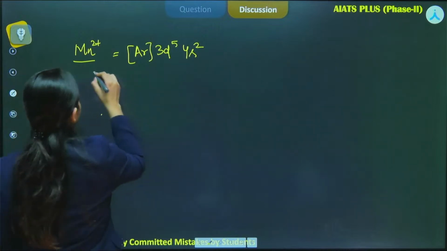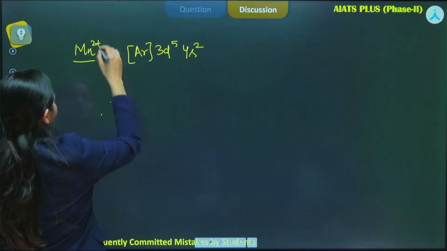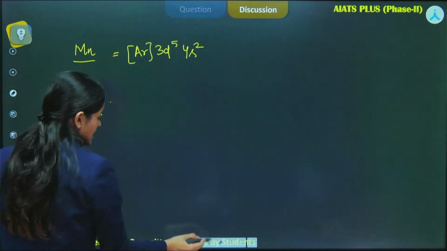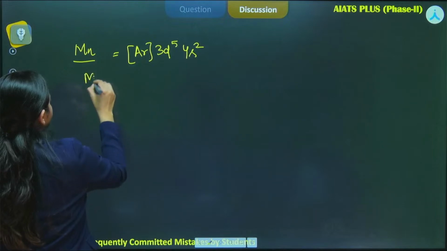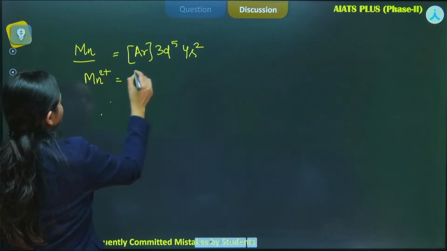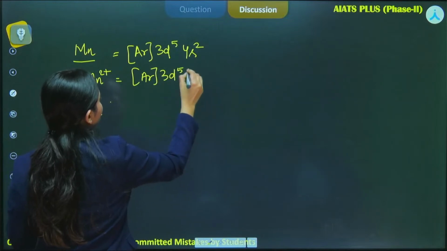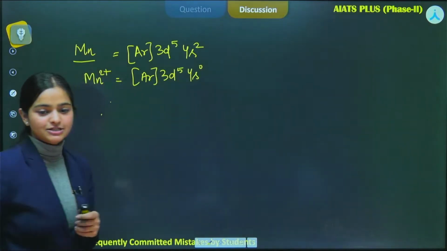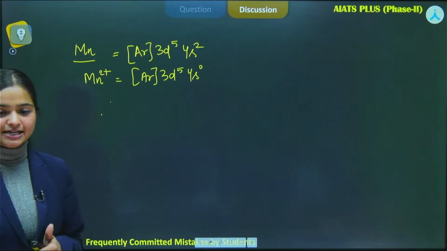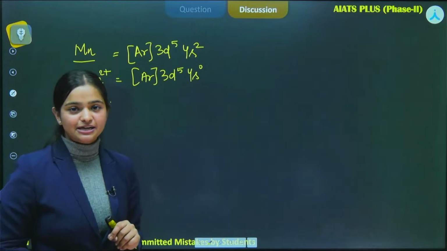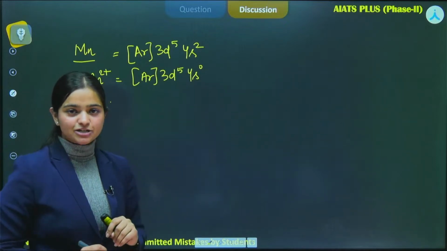Okay, so it is for manganese, and in +2 oxidation state, for manganese +2 it becomes argon 3d5 4s0. Okay, exactly, Rahul Kumar Raj, in +2 oxidation state it became 3d5. Now let's try to fill these electrons in the d subshell.